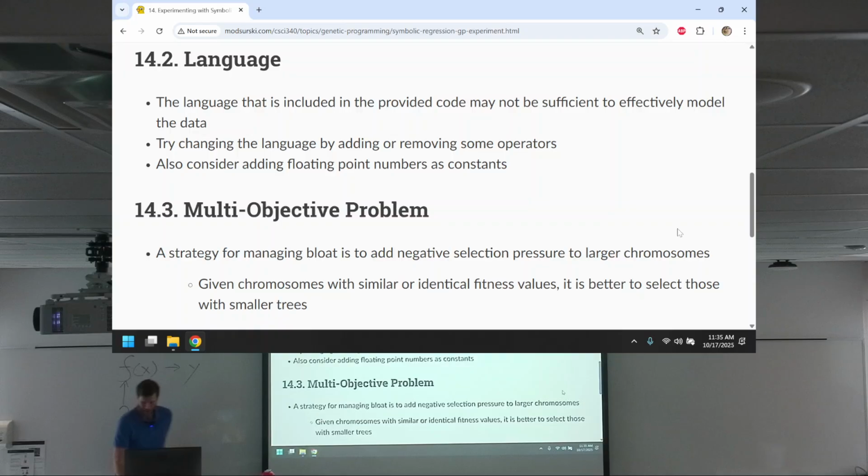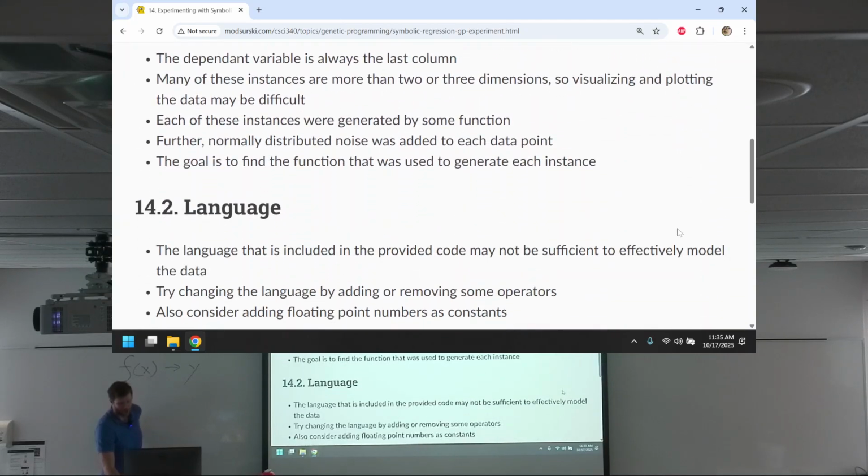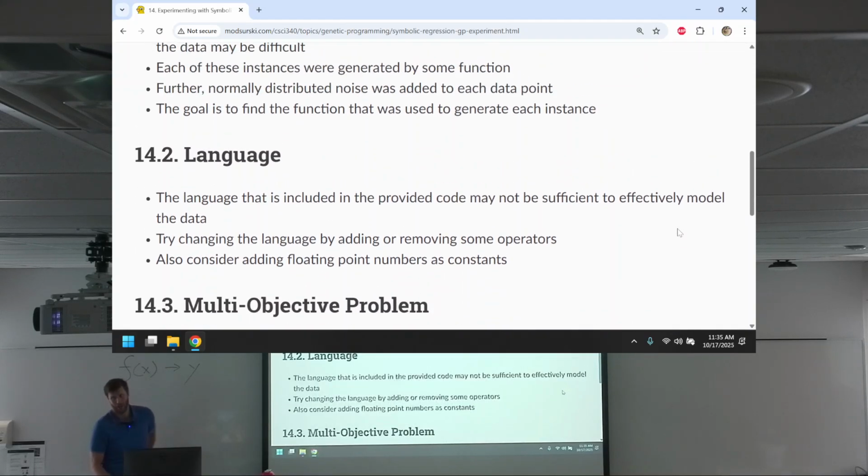What else? A lot of people were observing that it took a little while to run. Yeah, that's normal. And they noticed that their functions were hilariously large. Well, that's a bit of bloat, right? We talked about bloat. That's a perfect example of it.